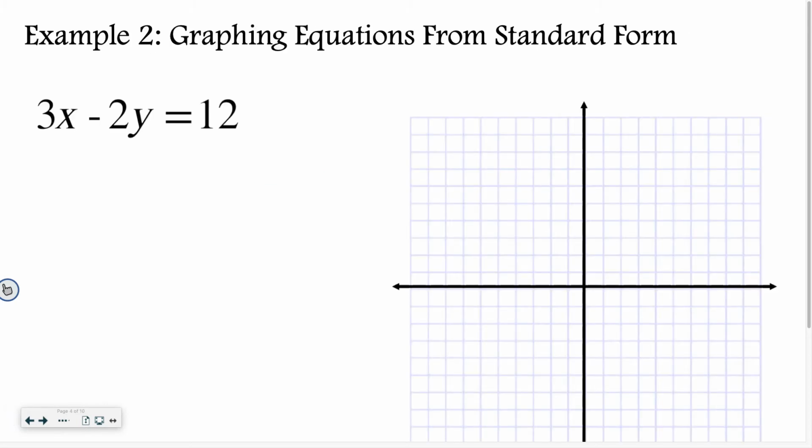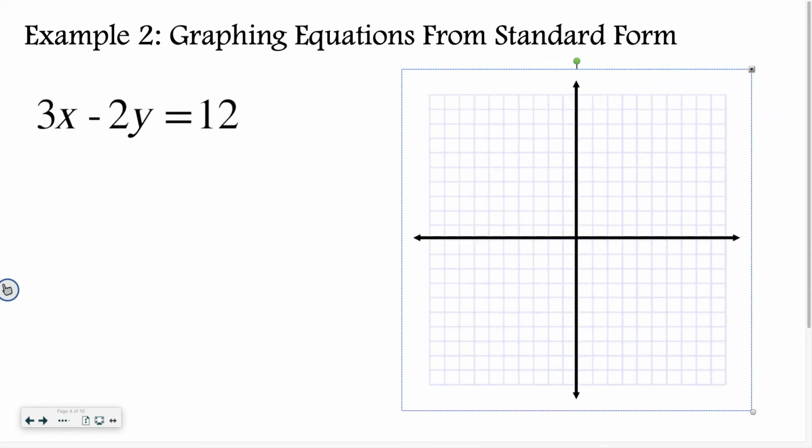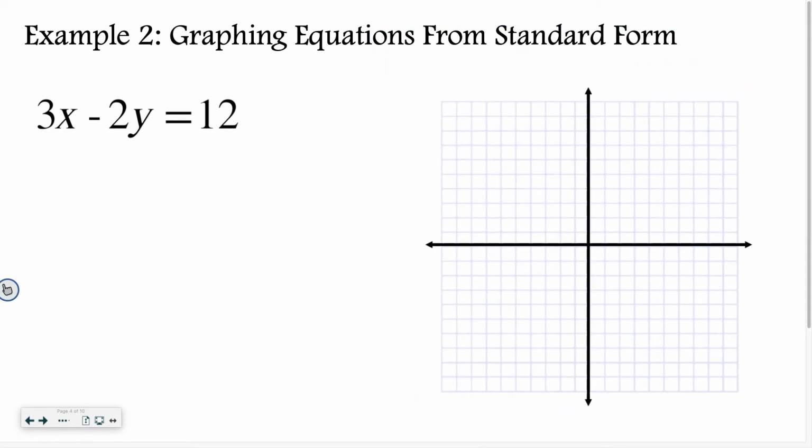Now, let's talk about what it looks like to graph from standard form. When you are graphing from standard form, it's different. You don't have slope like the last two forms that we've done, and you don't have y equals. When you have standard form like this, what you're going to do is solve for the x-intercept, and solve for the y-intercept.